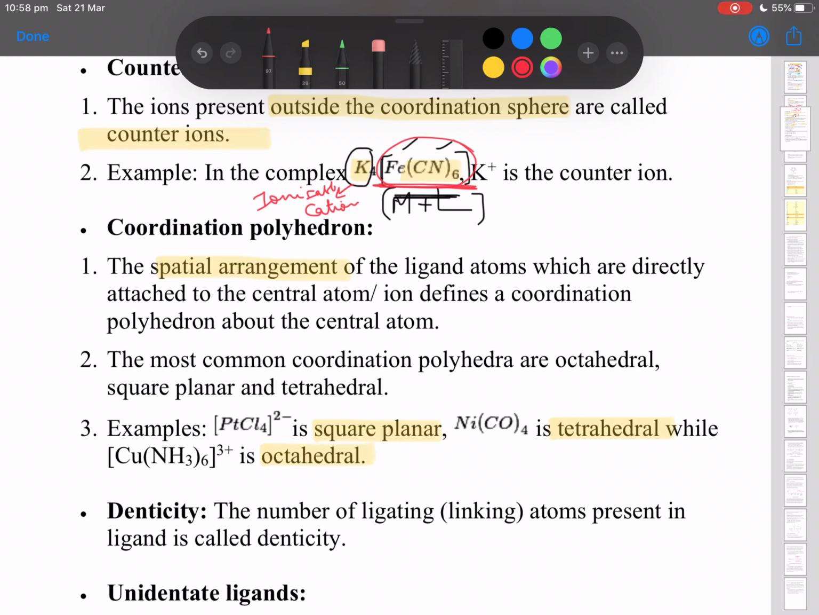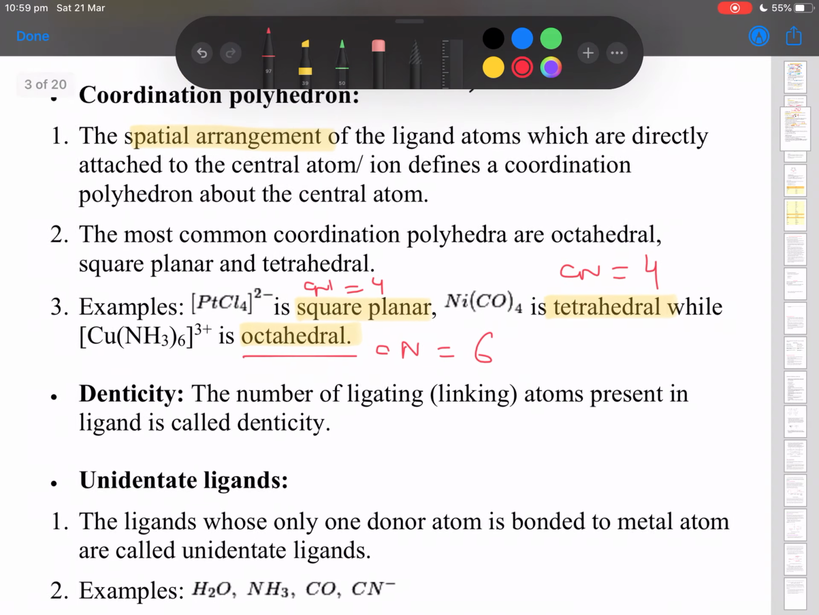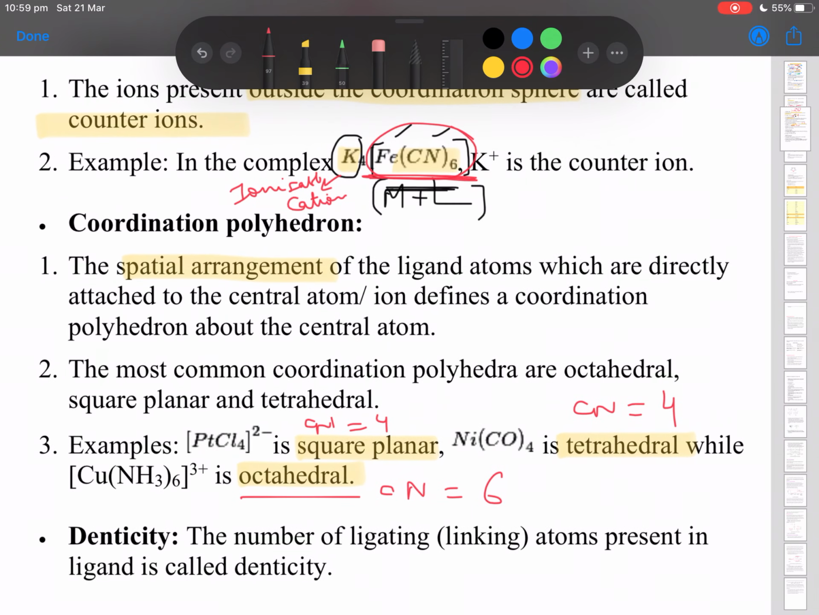Let me just tell you one important thing. Square planar means coordination number is 4. Tetrahedral also has coordination number 4. And octahedral doesn't mean 8, as you learn in maths with polygons. Here the coordination number is 6 in chemistry, right? So octa in chemistry means 6. Fine. So this we will be discussing about denticity in the next lecture.